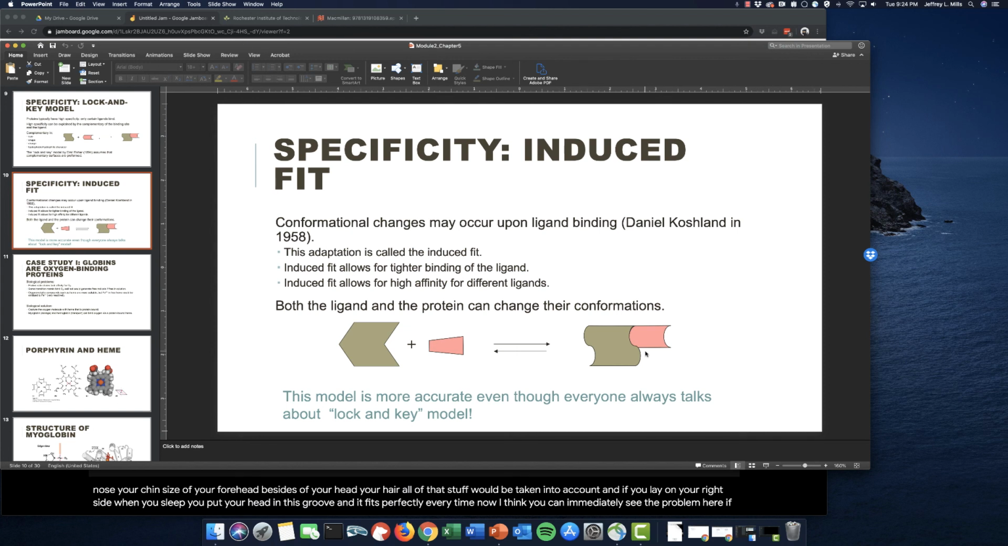If you were to, say, flip over to your left side, or if you were to lie on your back or your front, you can see pretty quickly that this lock and key mechanism is not going to work. It's not going to be super comfortable for you. So a pillow is more like an induced fit, right? It doesn't matter how you lay on your pillow. The pillow will conform to fit around your head. Okay.